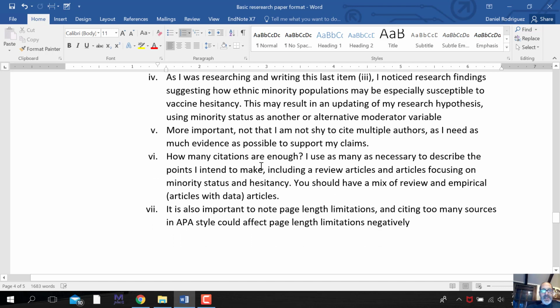You have to have more than one source when you make statements like this. Let's see, how many citations are enough? Well, it depends again on what sources you use. I try to find the most relevant ones. If I find several good sources, I'm happy. If you have a review article, that is good too, because especially if you have some kind of a systematic review or a meta-analysis, these papers are really good.